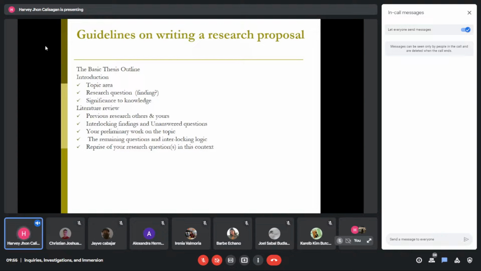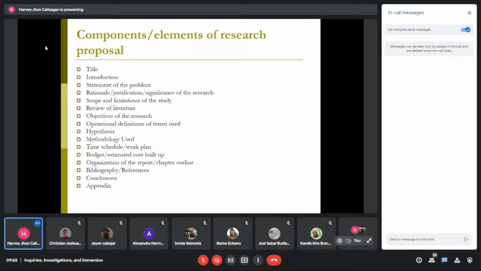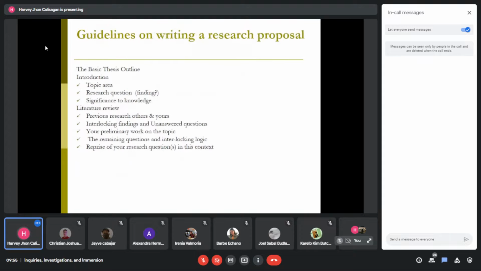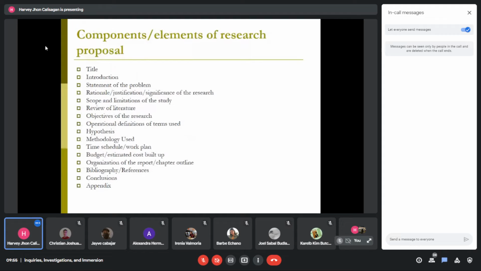For the thesis, let's just skip this one because it's not important anymore. Okay, so that is already your class. You will encounter these components, no?